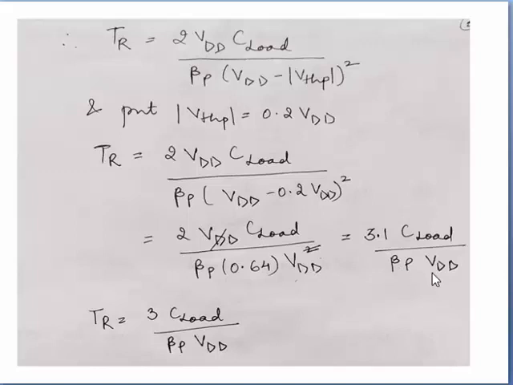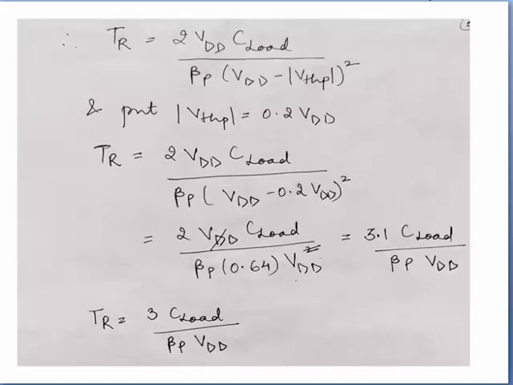Now it is approximately equal, so the rise time for a CMOS model is approximately TR is equal to 3 C load divided by beta P into VDD. Beta P is the constant gain factor, the transistor gain factor for the PMOS transistor.